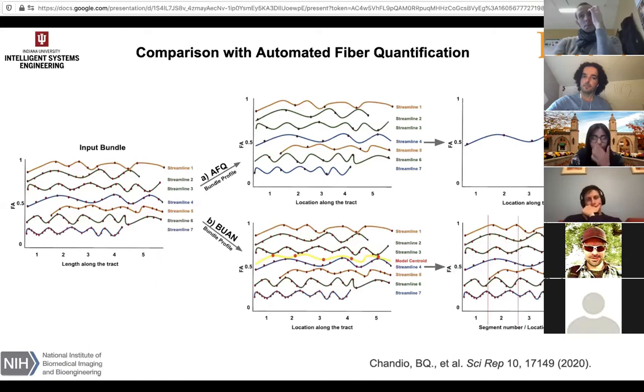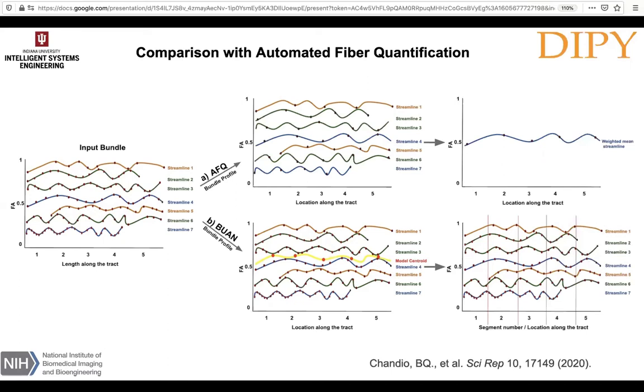So in the paper, we performed a comparison with automated fiber quantification, AFQ. AFQ creates bundle profiles per subject. Per subject, we get one bundle profile, and we can perform any statistical analysis over those. So here I'm just comparing the bundle profile creation part of it.